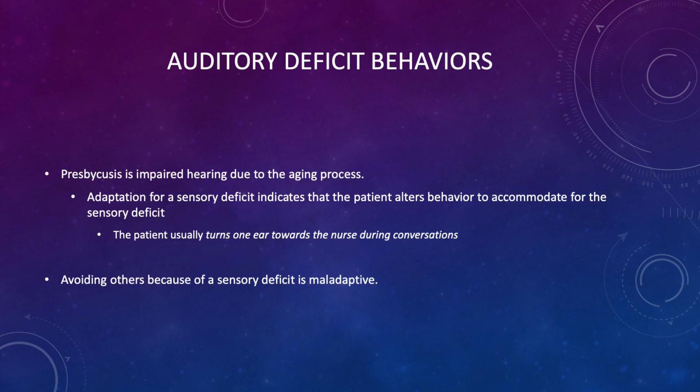All right, auditory deficit behaviors. Presbycusis is the most common one. Presbycusis. Either way you want to say it's fine. It's impaired hearing due to aging. It's completely normal for a lot of people. It's basically a sensory deficit that alters their behavior and ability to accommodate for that deficit.